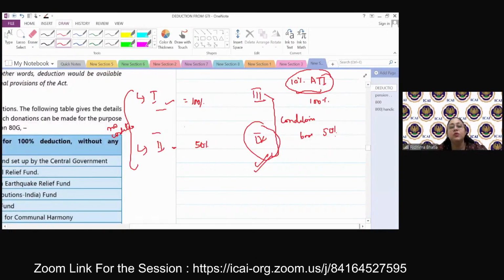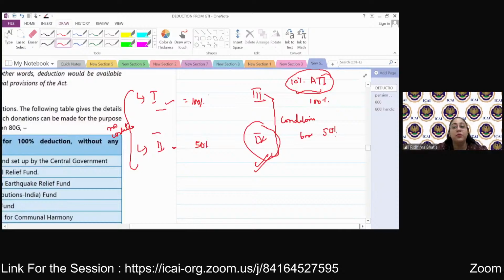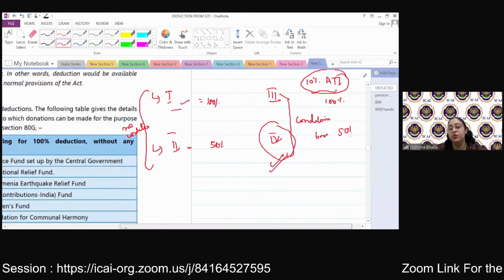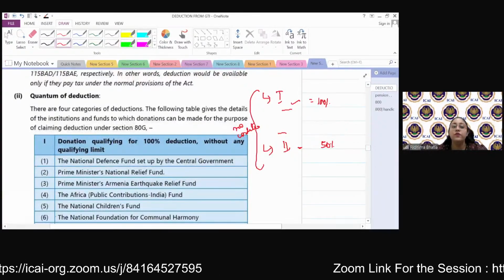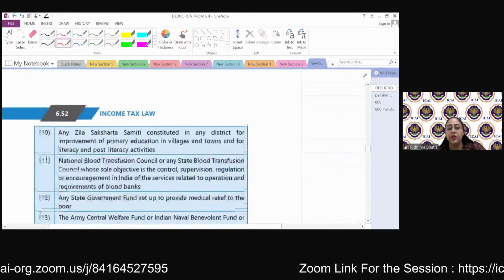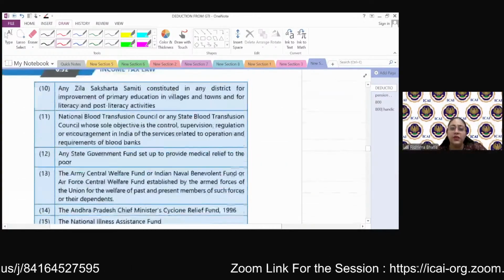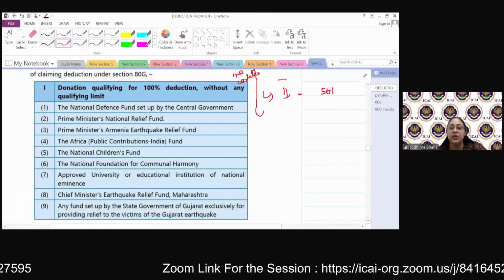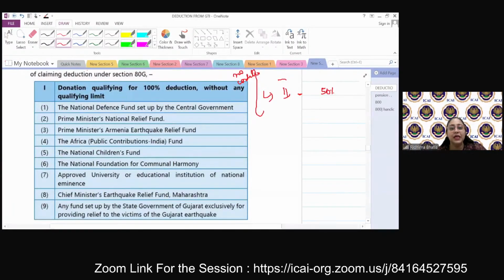Now the question comes: who is under 1, who is under 2, who is under 3, and who is under 4. So government is giving you 100% donation without any restriction. That means it is into the funds in which government or national importance is the most. So now if you see the list, which is from 1 to 24, 25, all of this list has central government or national importance criteria. अब इसका लिस्ट कैसे याद करें?